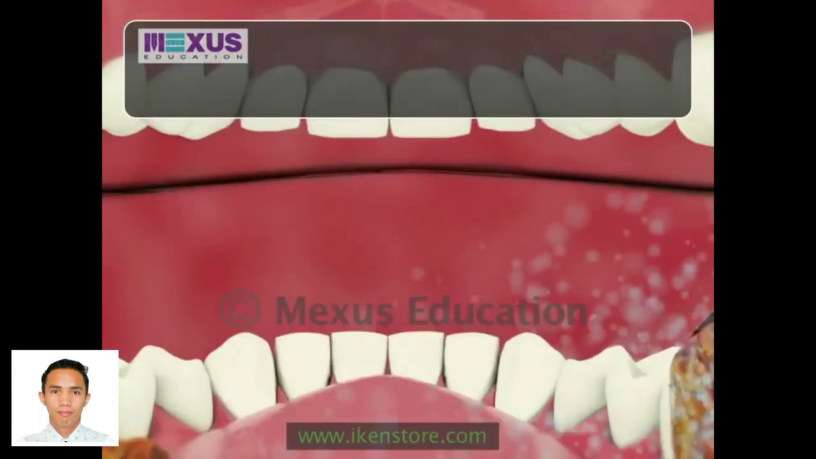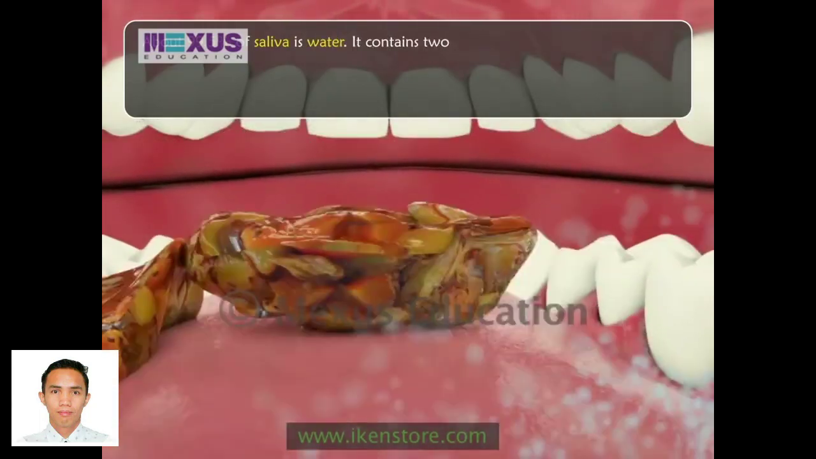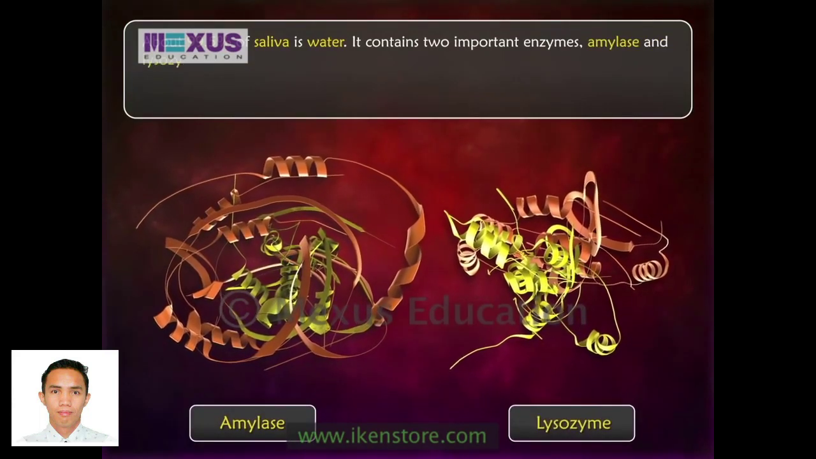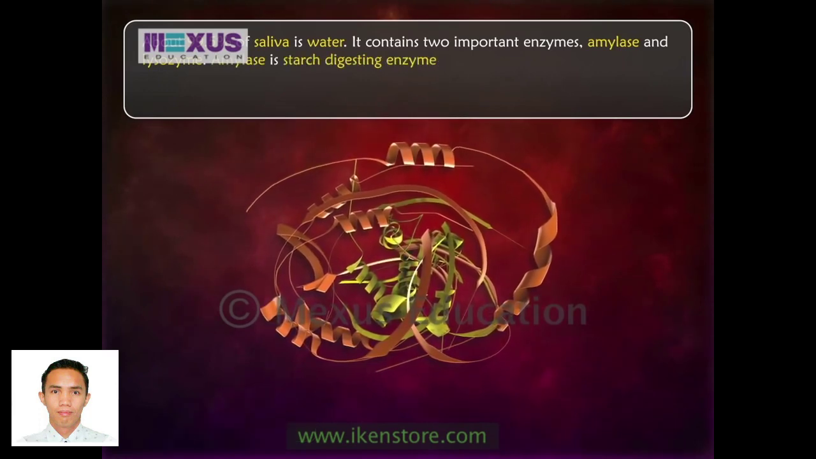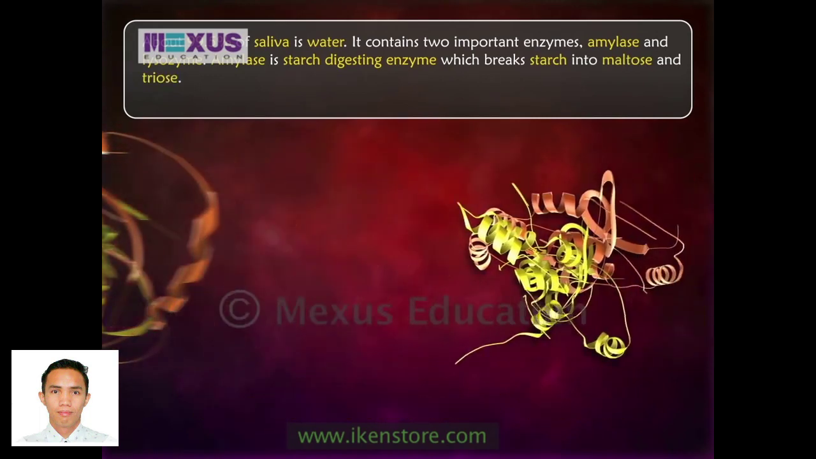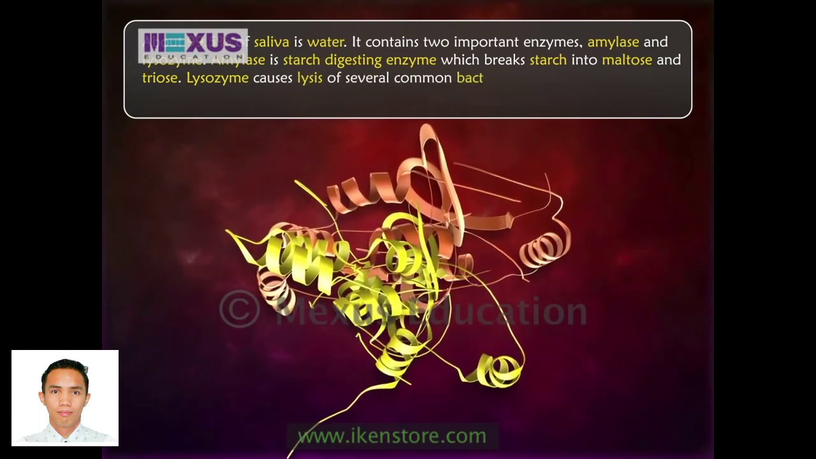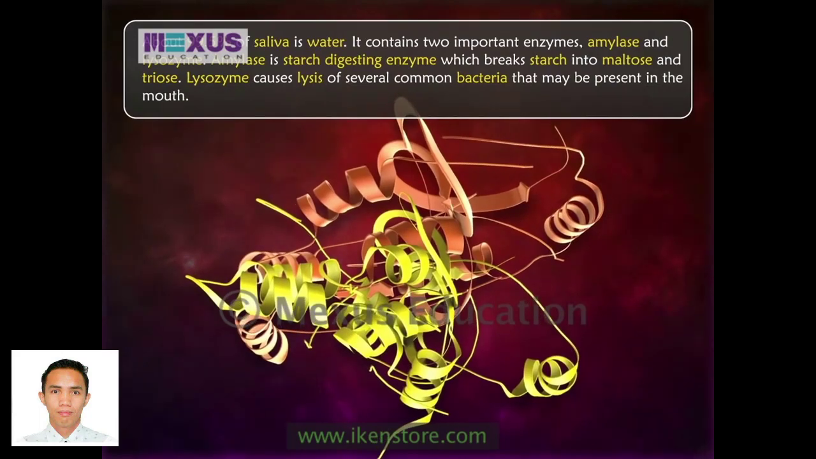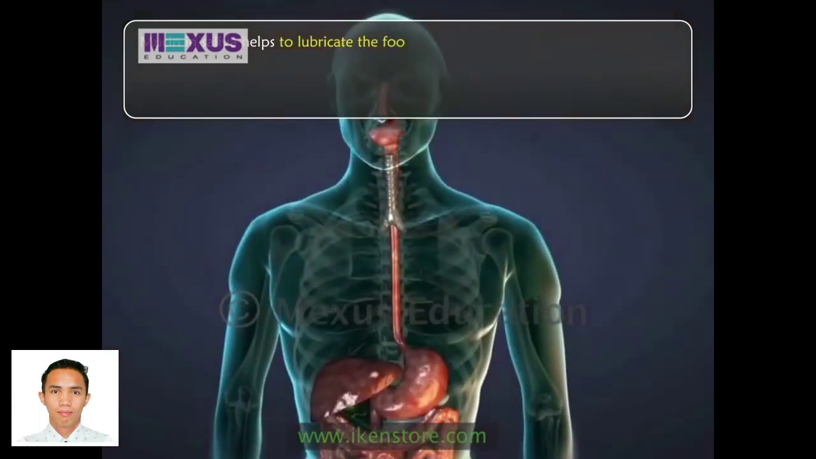About 99.5% of saliva is water. It contains 2 important enzymes, amylase and lysozyme. Amylase is a starch-digesting enzyme which breaks starch into maltose and triose. Lysozyme causes lysis of several common bacteria that may be present in the mouth. Mucin in saliva helps to lubricate the food for swallowing.